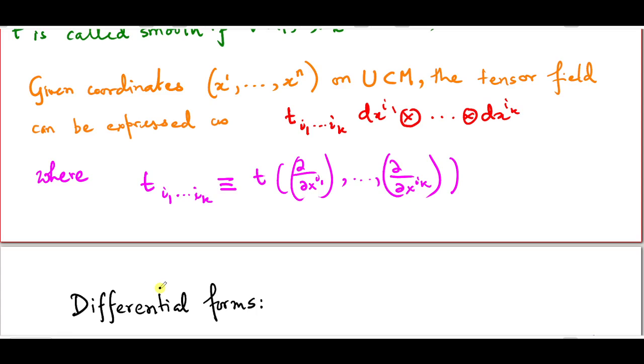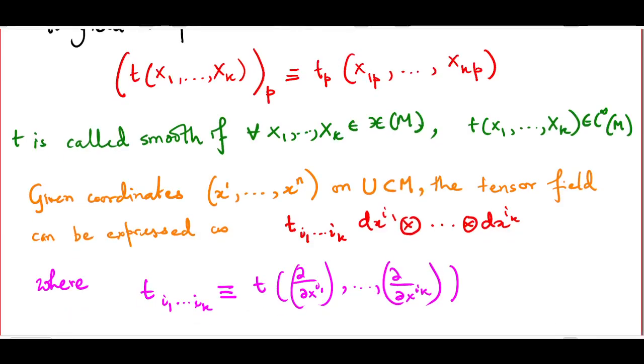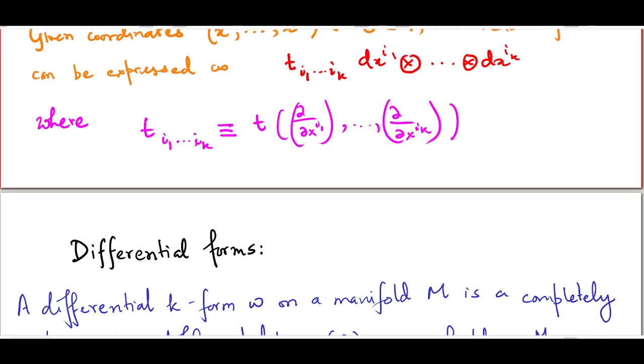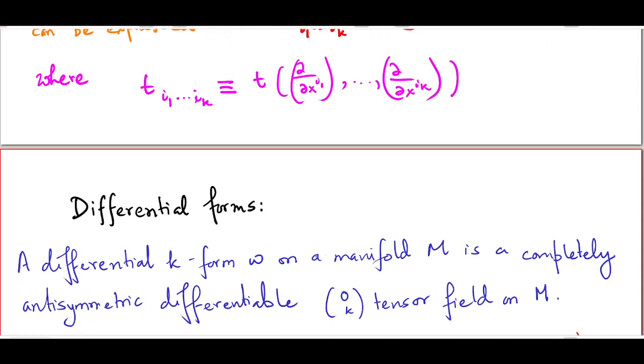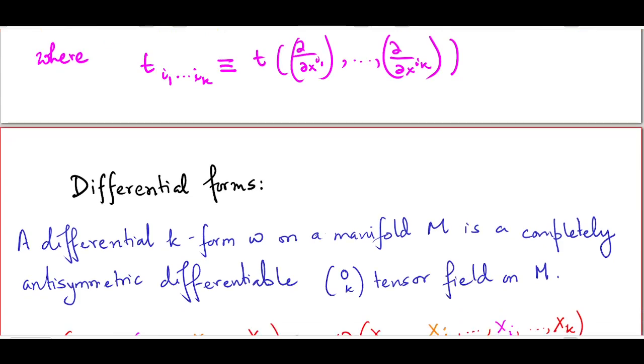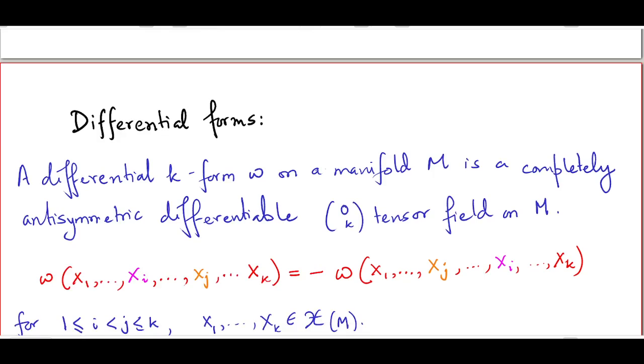Now, let us take a look at exactly what constitutes a differential form. A differential K form, omega, defined on a manifold M, is a completely antisymmetric differentiable 0k tensor field on M. So not only does it have to be a 0k tensor field, that's something we have already said, it also has to be differentiable, and most importantly, it has to be completely antisymmetric. What this last qualification means is the following.